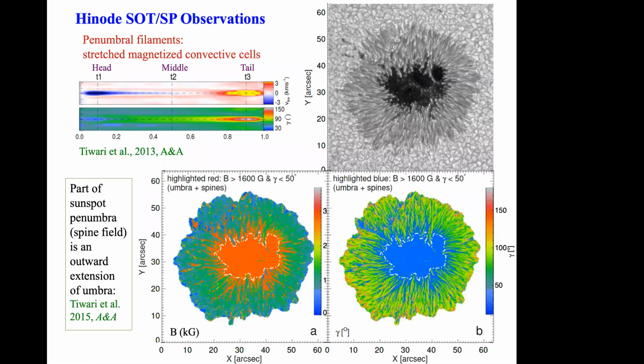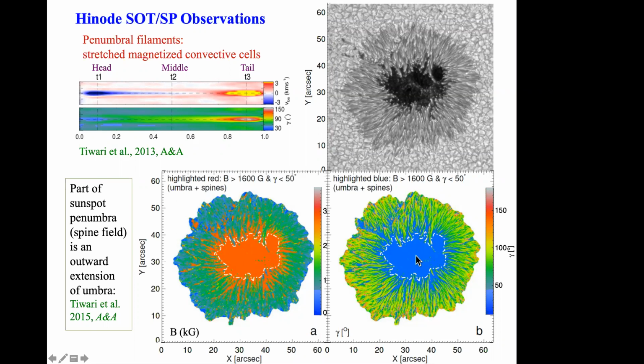Before I show you coronal loops, it is important to understand where in a sunspot, in high resolution data, we can see a loop is rooted, if it is. A loop that is rooted in a sunspot will be rooted either in the sunspot umbra or in the spine fields of the penumbra. These red pixels are spine fields, which are the outward extension of the umbral field. The penumbra is formed of spine fields and penumbral filaments. Penumbral filaments are stretched, magnetized convective cells.